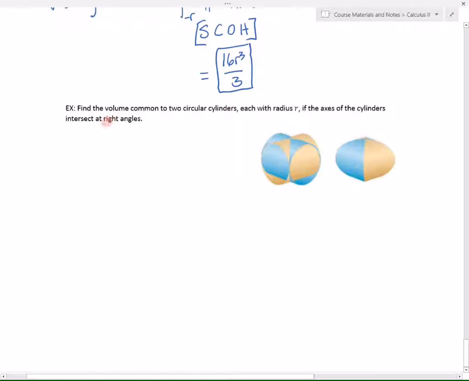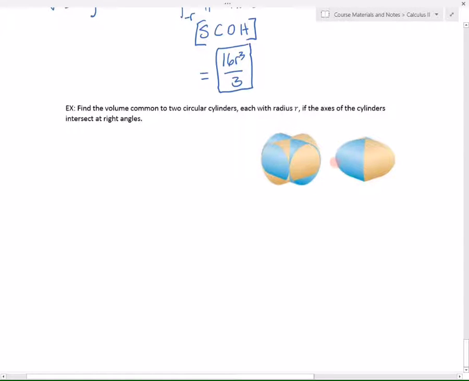In this example, we're asked to find the volume common to two cylinders, each with a radius r, if the axes of the cylinders intersect at right angles.